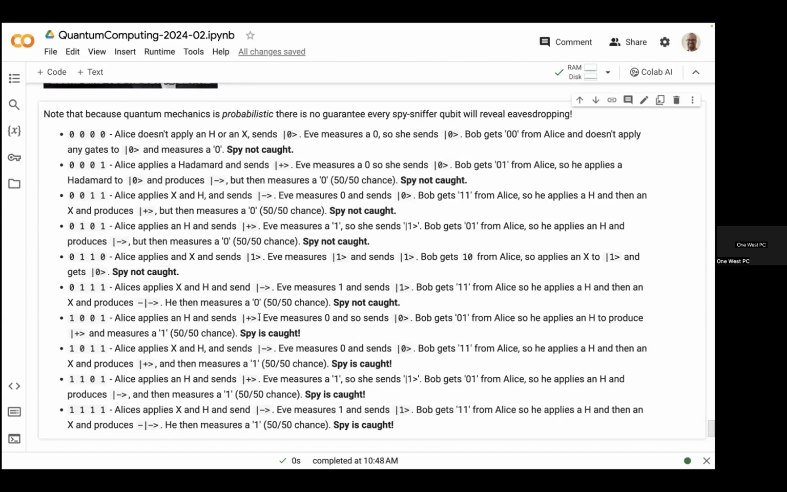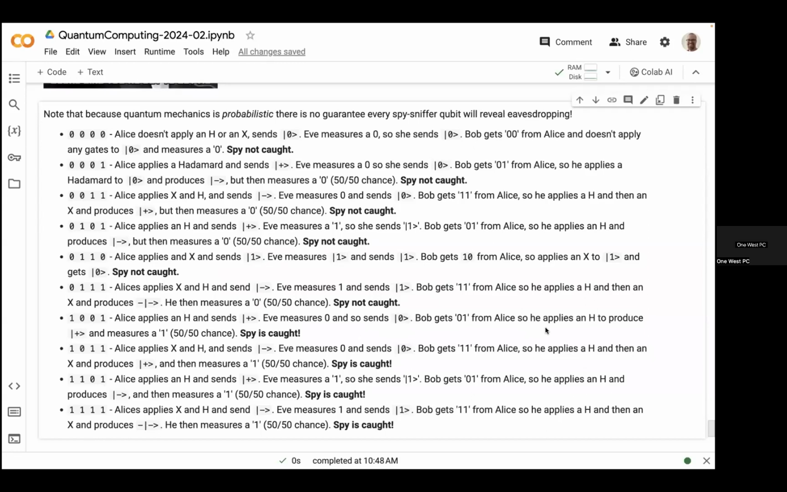So now she sent a qubit that was not in the computational basis state. Eve can only measure in the computational basis, so she can't measure plus. She flips a coin, measures 0, right? She prepares 0, sends it to Bob. Bob gets 0, 1 from Alice, so he applies an H to produce a plus, and then he does a measurement, and he's got a 50-50 chance of getting a 0 or 1.